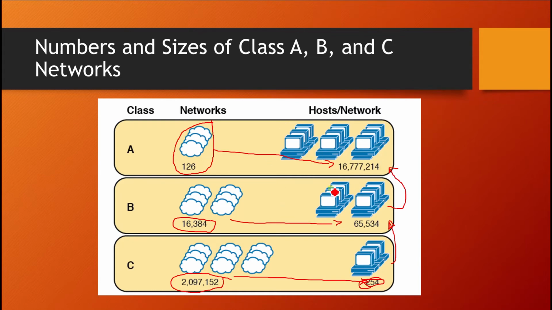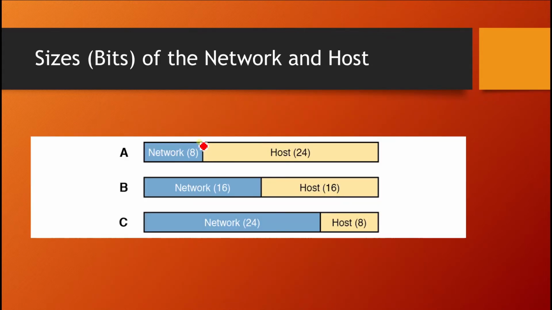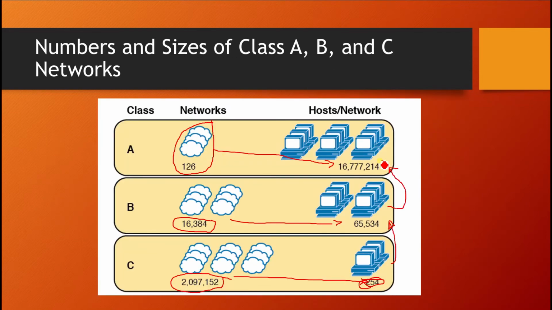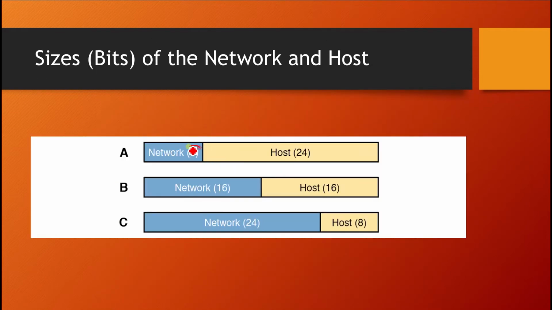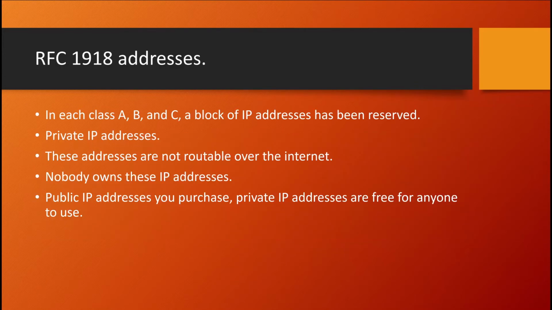So these are the numbers. How did we get these numbers? This table gives you, say, class A network: 8 network bits and 24 host bits. Class B, 16 host, 16 network. Class C, 24 network and 8 host. That means 254 IP addresses and 2 million networks. 65,000 IP addresses, 16,000 networks. And 126 networks with millions of IP addresses possible in each network.